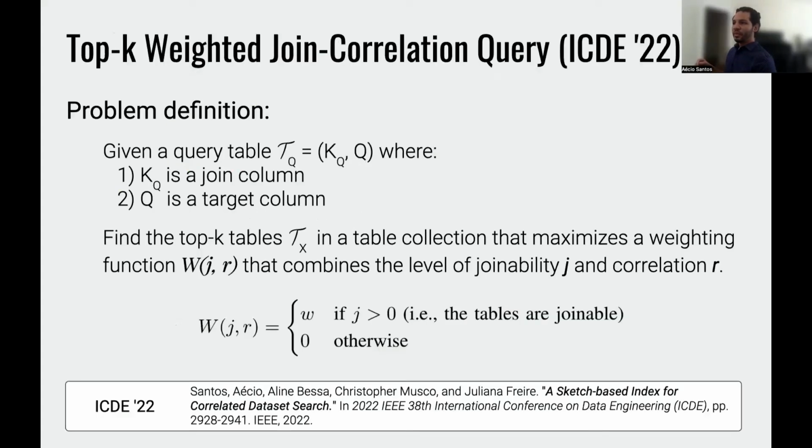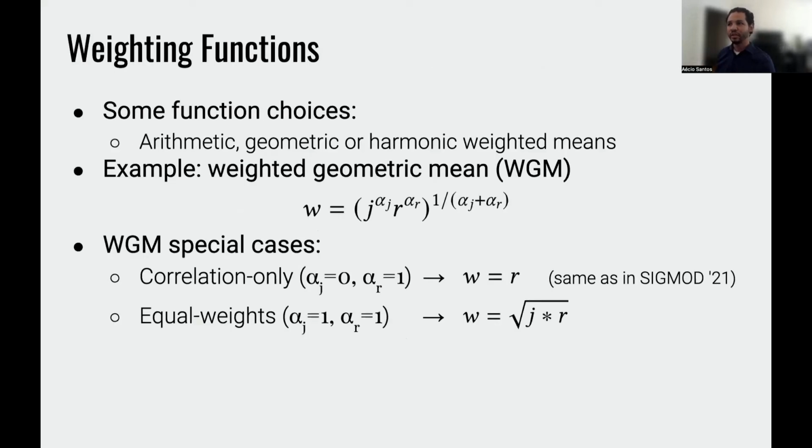So in this paper at ICDE 2022, we propose this revision of the problem definition, which essentially replaces the second step. Instead of optimizing for ranking, finding tables that have the highest correlation, we want to find tables that optimize a weighting function, which combines joinability and correlation. And obviously, there are many function choices of how to combine these two measures. But if you take the weighted geometric mean, for example, we have this function.